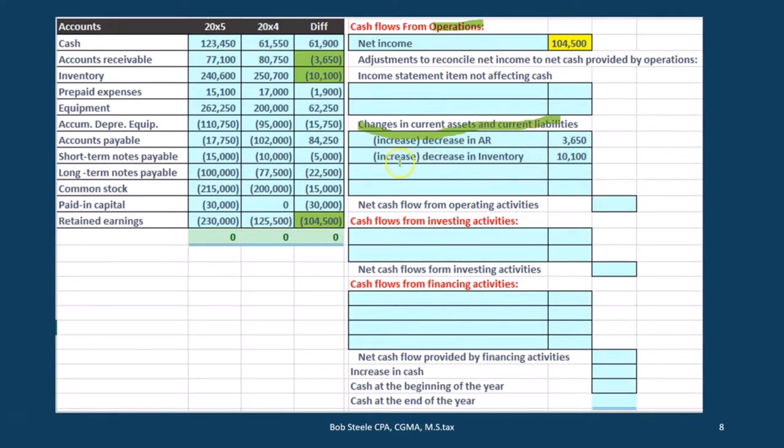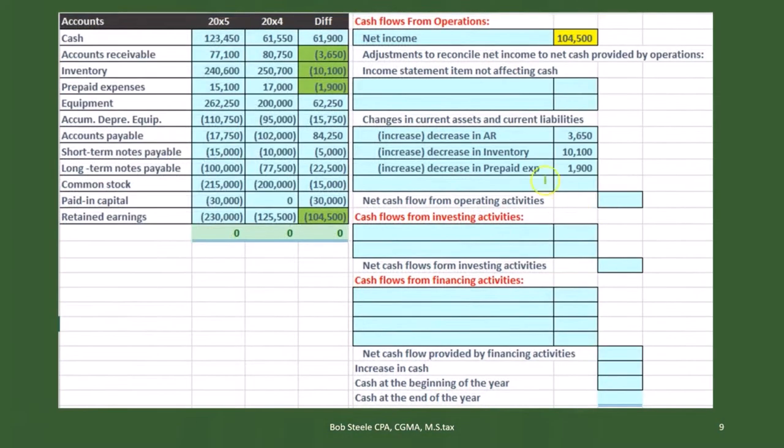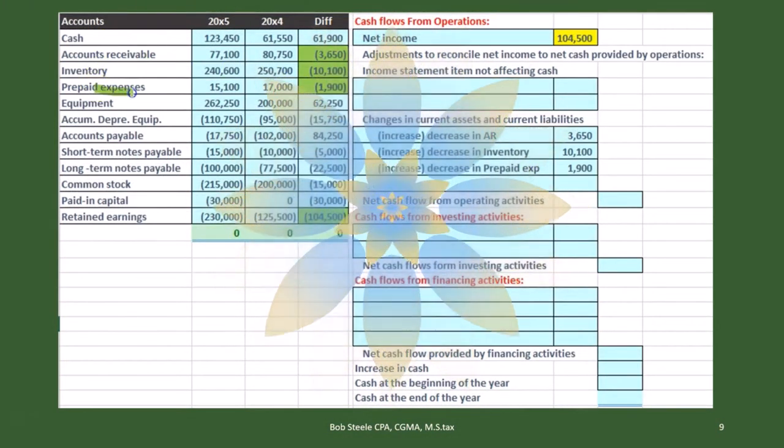You can also see the cheat sheet here. An increase is going to be a negative. A decrease is going to be a positive if we're talking about assets. So as of now, the operating section, we started with net income. Then we're going to increase net income by this, increase it by that. That's what's going to go here so far. Let's keep going. And then we got the prepaid expenses.